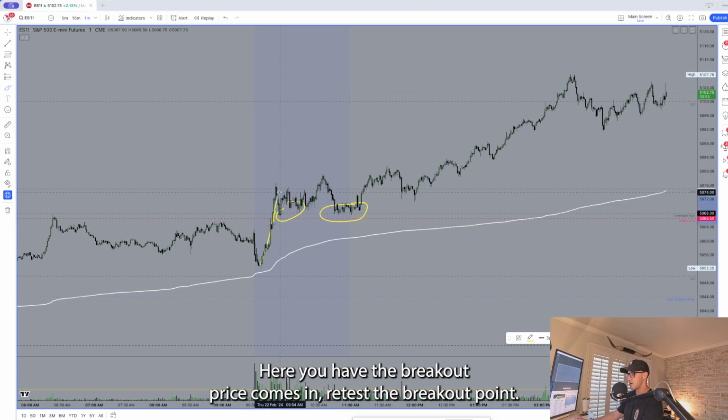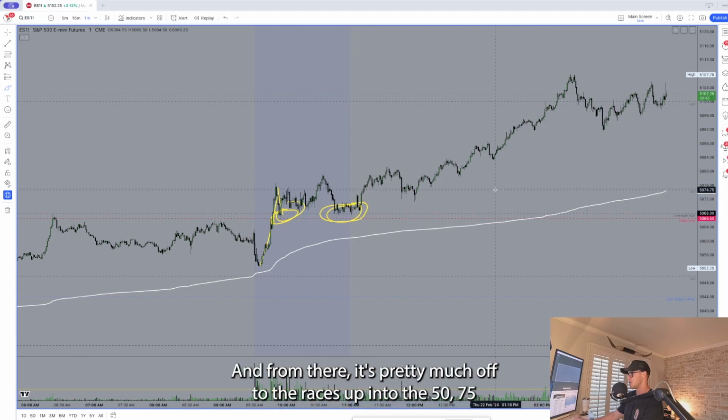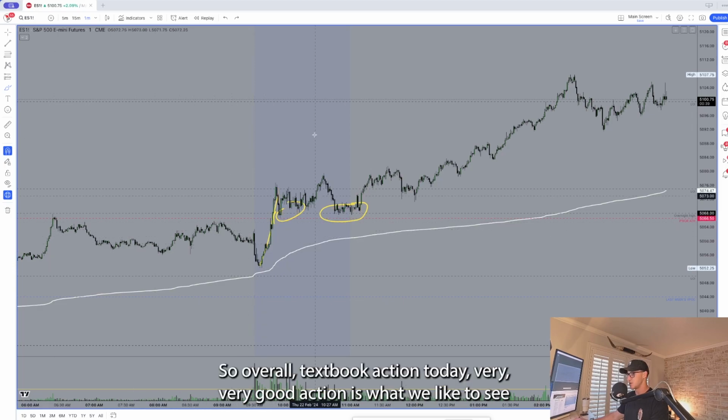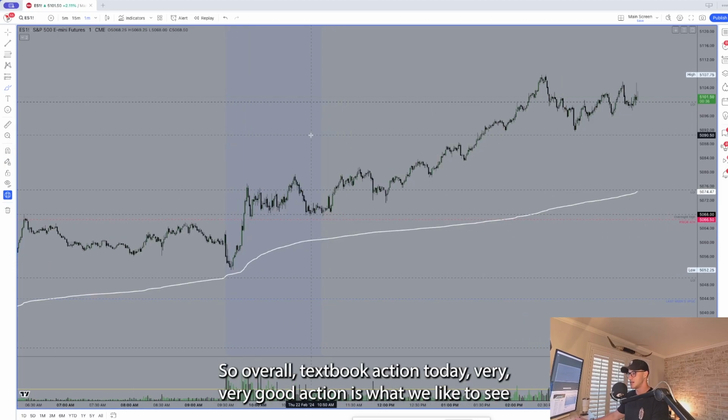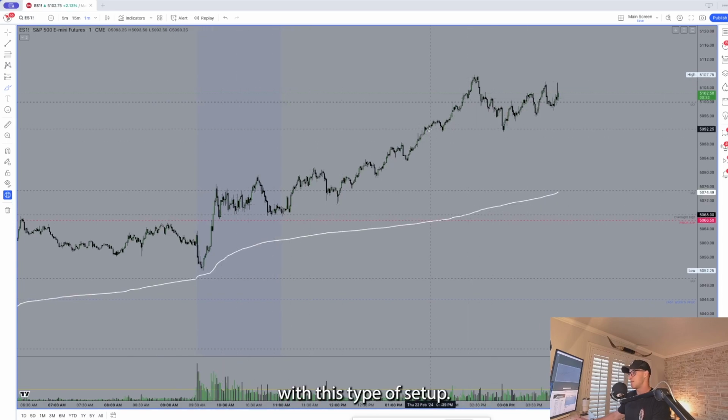You have the breakout. Price comes and retests the breakout point. There's your entry. You even have a re-entry right through here. And from there, it's pretty much off to the races up into the 50-75 and 50-100 upside levels of interest. So overall, textbook action today. Very, very good action. This is what we like to see with this type of setup.